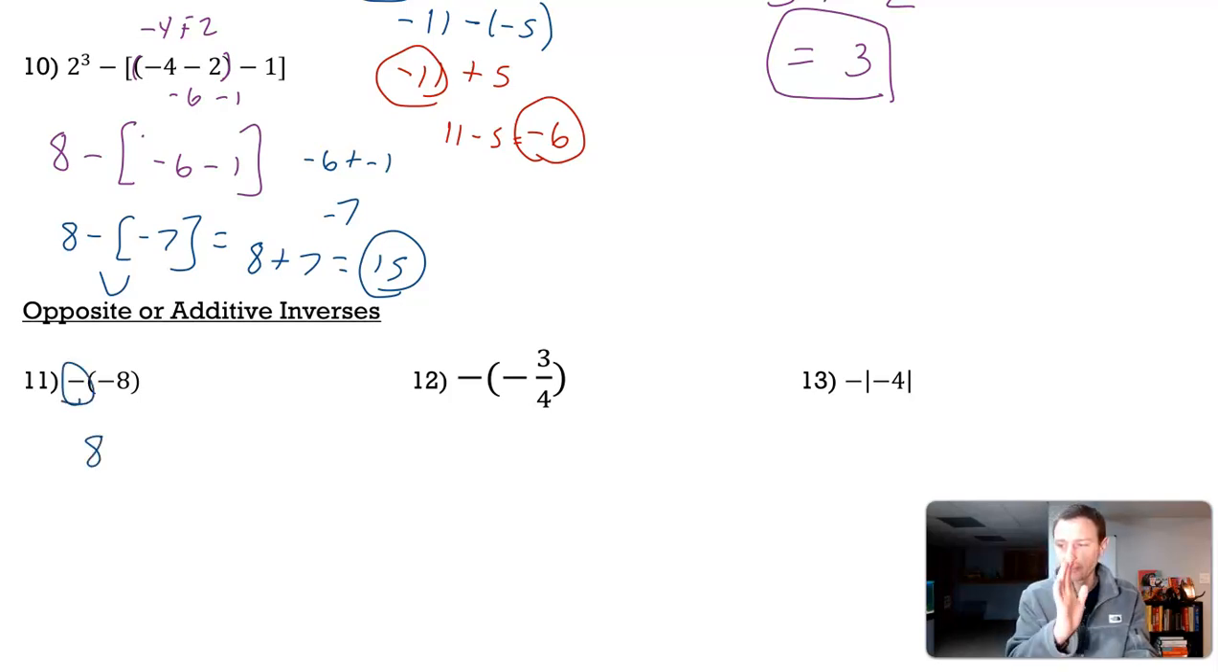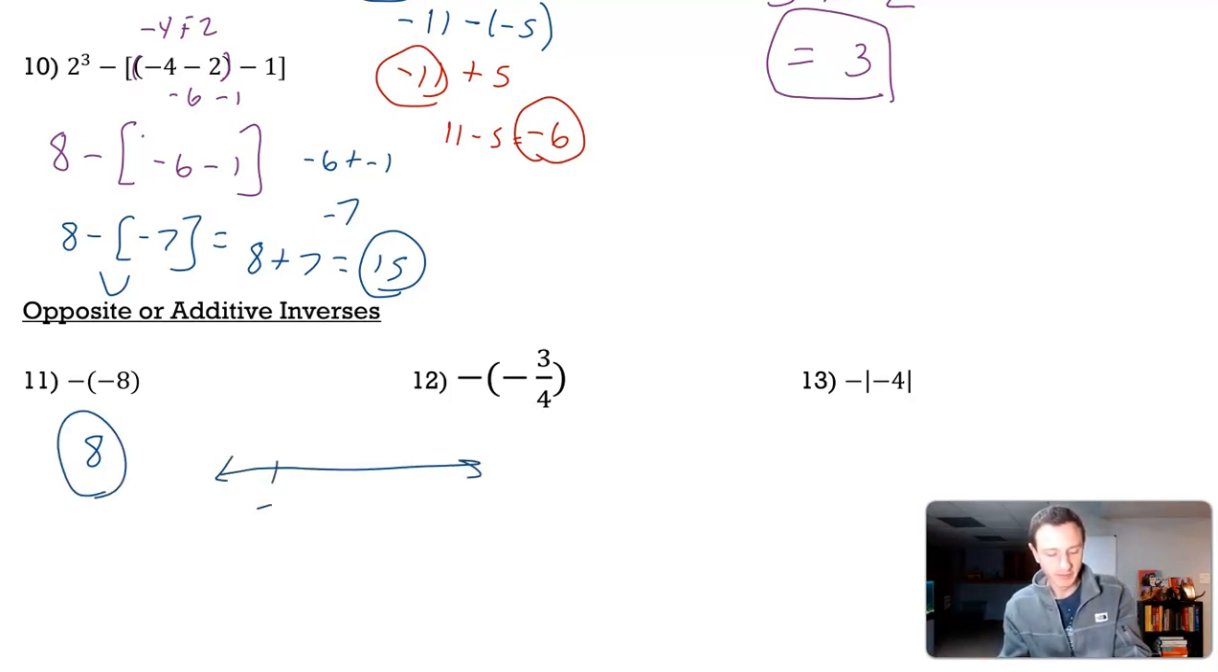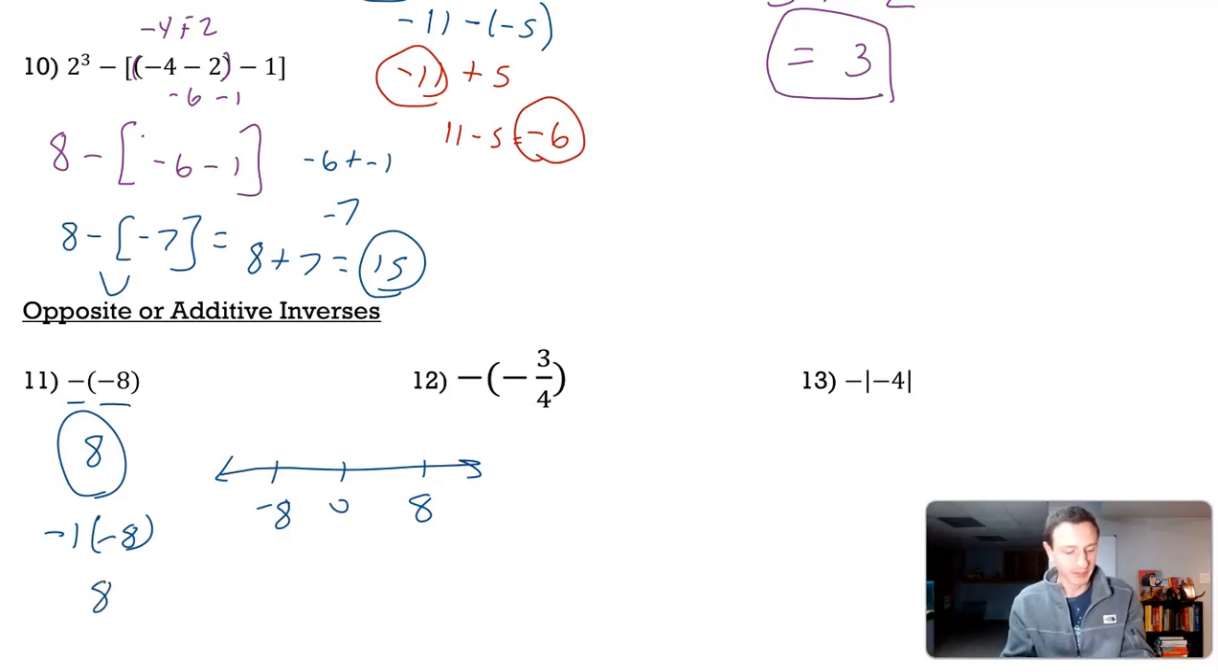This negative sign is representing the opposite. So it's saying take the opposite of negative 8. What's the opposite of negative 8? That's positive 8. Because if I'm at negative 8, here's 0. What's the opposite of that? It's positive 8. And you can think of it another way. Negative 1 times negative 8 is a positive 8. There's a lot of different ways to conceptualize that idea of the opposite of a value.